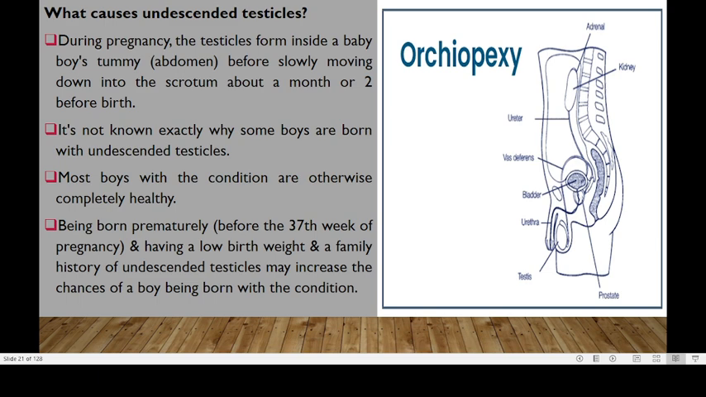So during pregnancy, testicles normally form inside a baby boy's tummy before slowly moving down into the scrotum about a month or 2 months before birth. It's not known exactly why some boys are born with undescended testicles. Most boys with this condition are otherwise completely healthy. Being born prematurely, that is before the 37th week of pregnancy, having a low birth weight, or a family history of undescended testes might increase the chances of a boy being born with this condition.